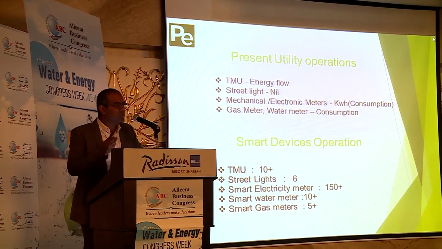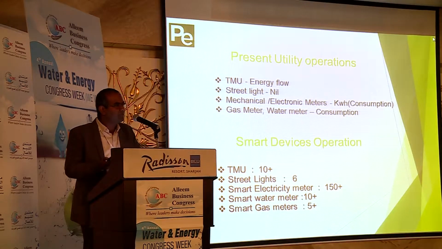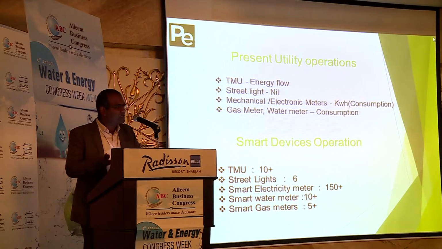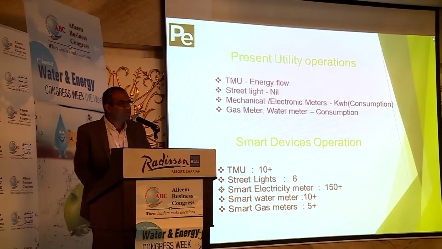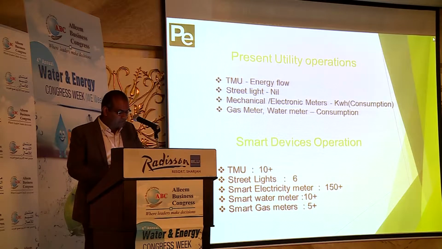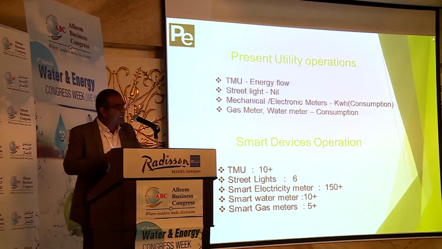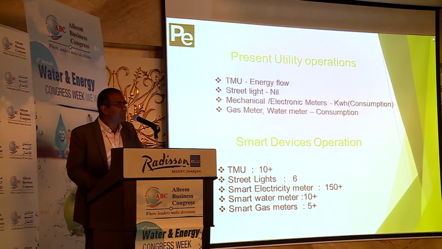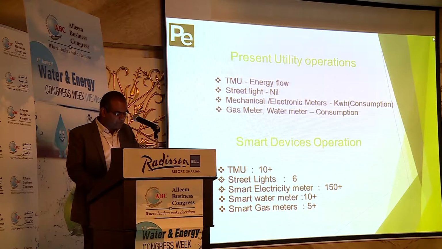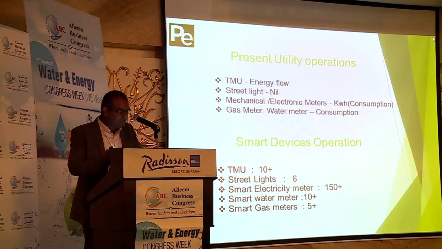And I would like to compare the present utility operations, mainly the transformer monitoring unit. We normally only focus on energy flows. For street lights, again, we normally measure only consumption, and for electronic meters, only consumption once per month. For gas meters and water meters, again, we normally focus on consumption because of billing. But for smart devices in operation, TMU can give you more than 10 parameters. In street lights, there is dimming control and different drivers, so we have more than 6 parameters, and smart electricity meters can give you more than 150 parameters. But among the 150, we have to prioritize according to our requirements.